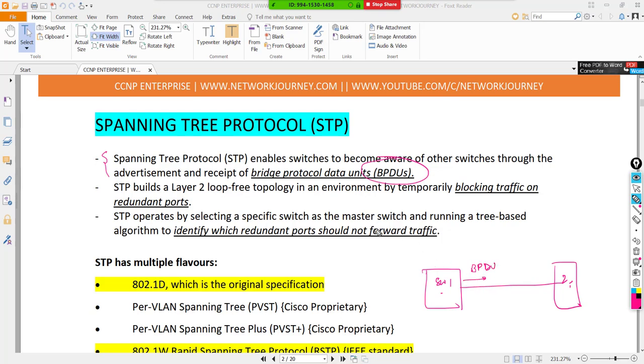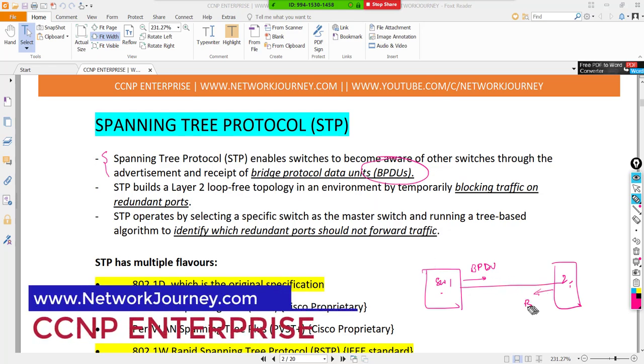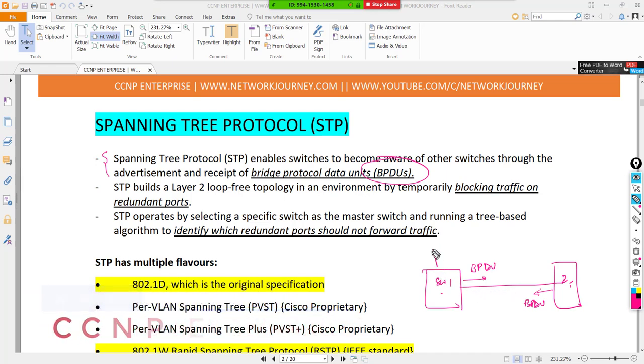Okay, it's BPDU, Bridge Protocol Data Unit, which will be automatically sent. It will be automatically advertised. So this switch is going to send it out of every active port.